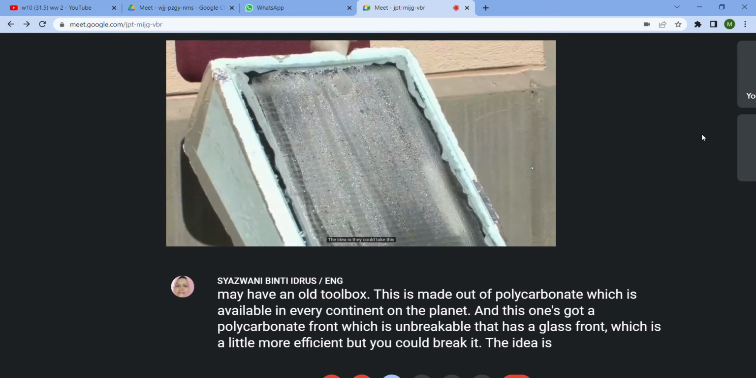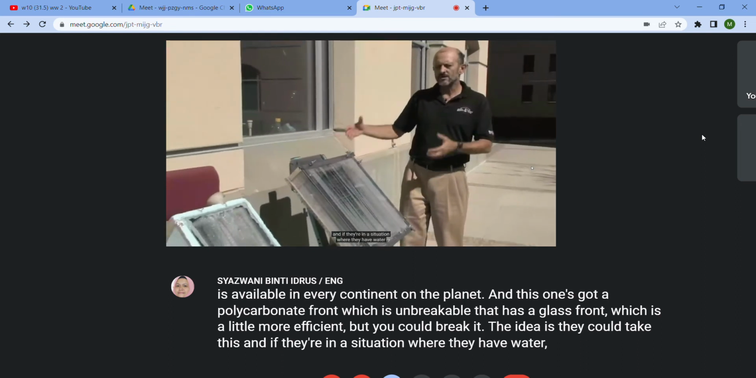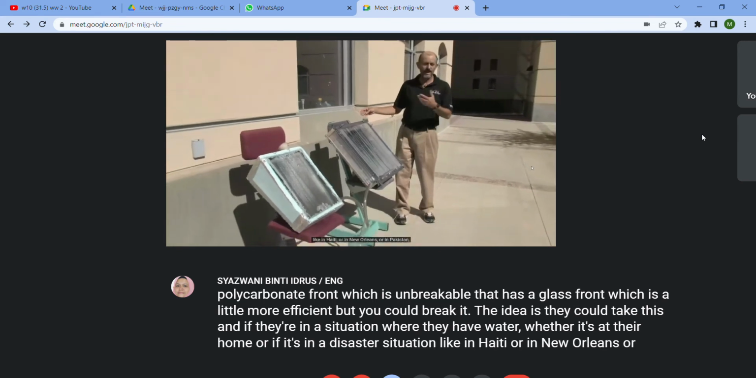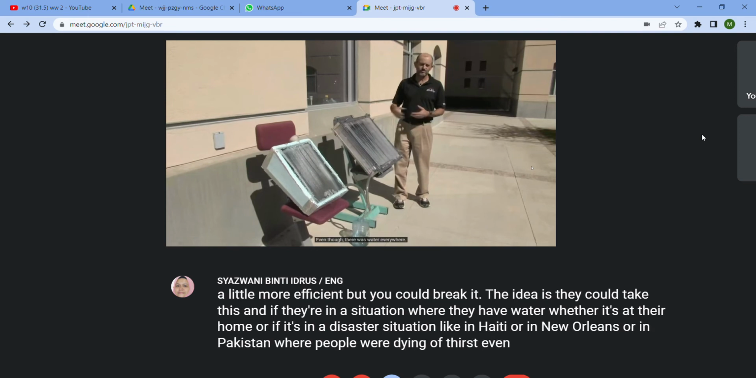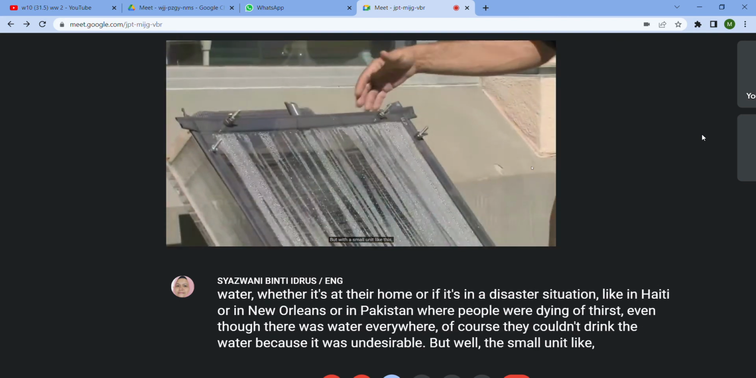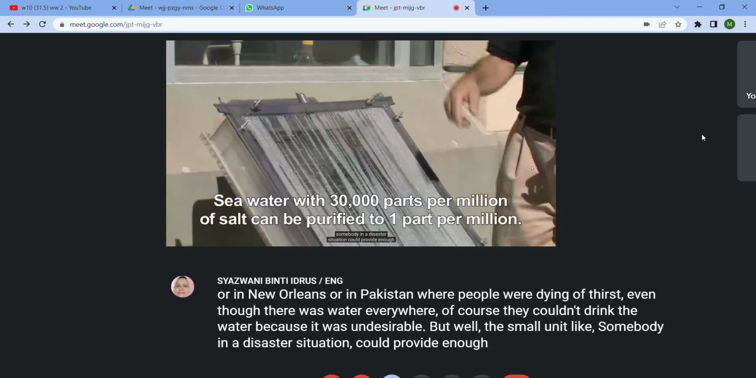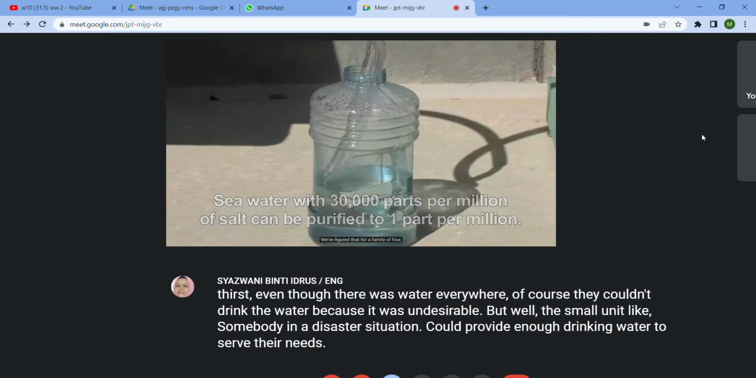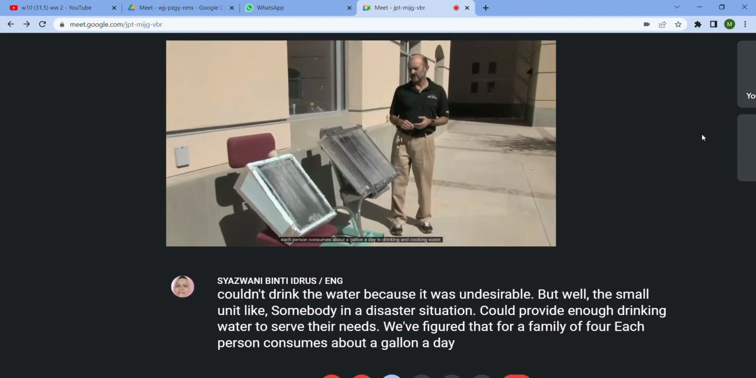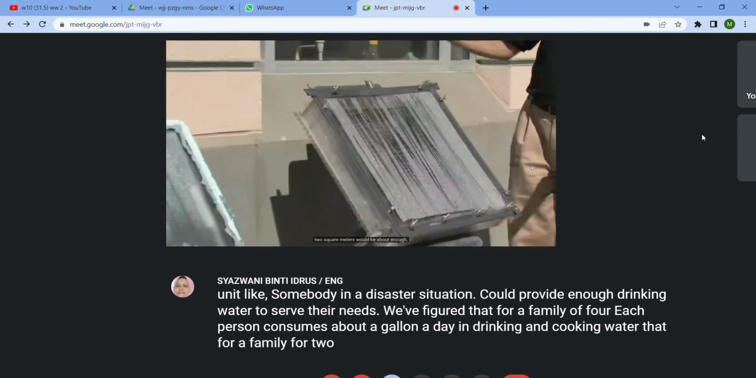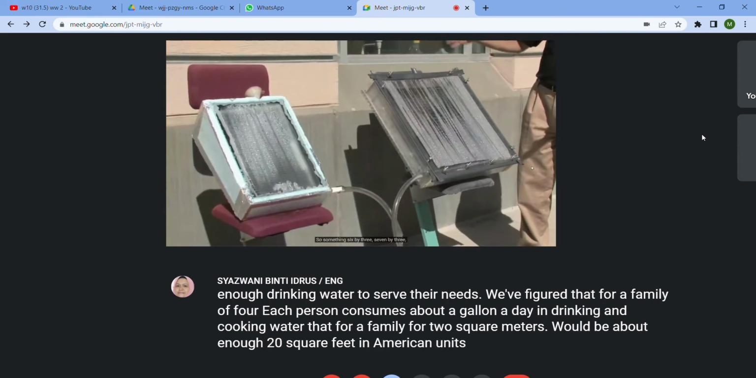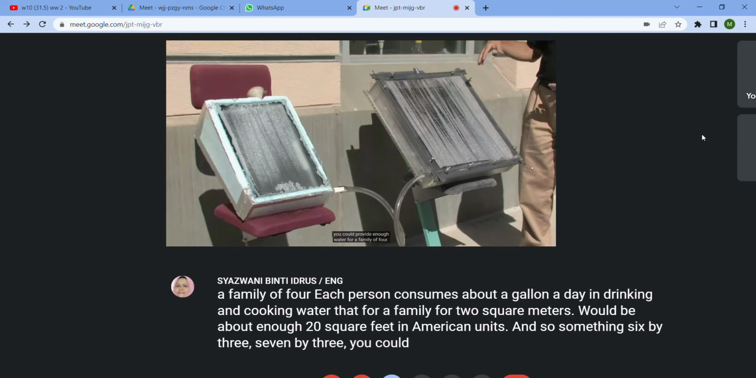The idea is they could take this, and if they're in a situation where they have water, whether it's at their home or in a disaster situation, like in Haiti or in New Orleans or in Pakistan, where people were dying of thirst, even though there was water everywhere. Of course, they couldn't drink the water because it was undesirable. But with a small unit like this, somebody in a disaster situation could provide enough drinking water to serve their needs. We've figured that for a family of 4, each person consumes about 1 gallon a day in drinking and cooking water, that for a family of 4, 2 square meters would be about enough. 20 square feet in the American units. And so something 6 by 3, 7 by 3, you could provide enough water for a family of 4.